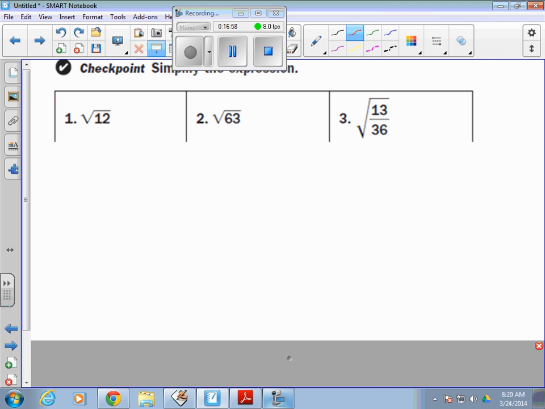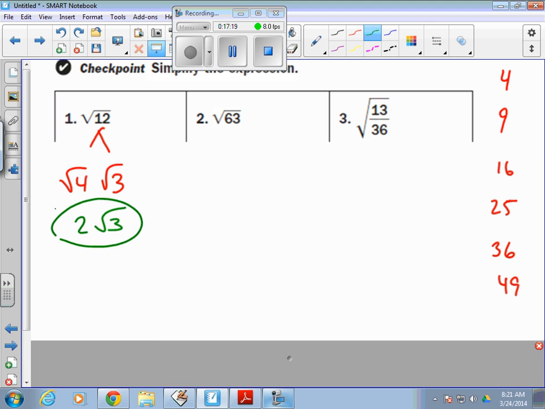And then you have some checkpoint problems. The square root of 12. The square root of 4 times the square root of 3. Again, remember what your perfect squares are. 2 times 2, 3 times 3, 4 times 4, 5 times 5, 6 times 6, 7 times 7. It goes on and on. The square root of 4 means what times itself is 4? 2 square root of 3 for that one. There's no perfect factors in 3.